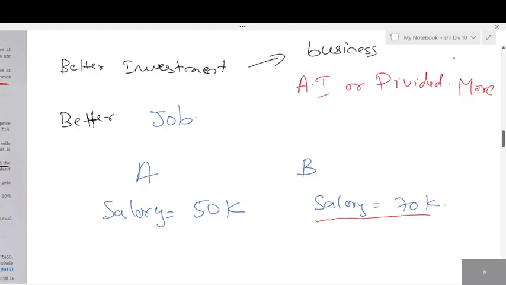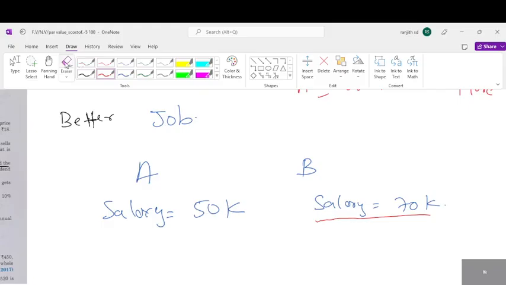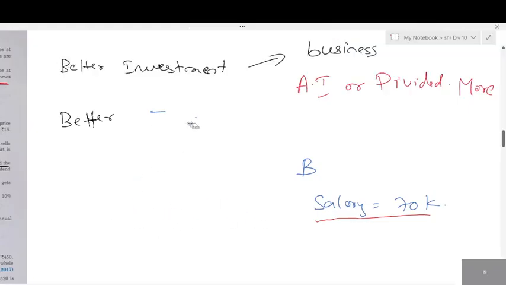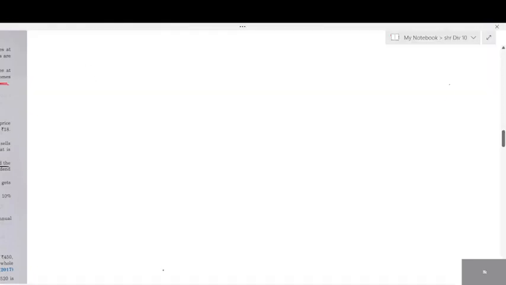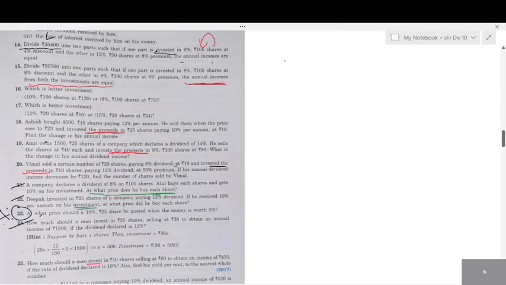Better investment question. It is similar to salary, students. The ultimate thing is, we are working for salary. Even in business, we invest because we want good returns. That return is nothing but annual income or dividend. So whenever they give this question, if you're solving it, you have to find annual income or dividend. The ultimate thing is to calculate annual income and dividend.